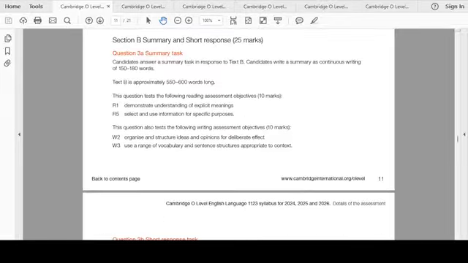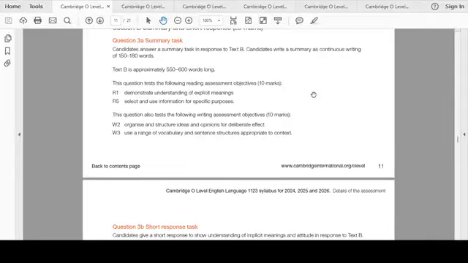Section B, summary and short response. This will be based on a separate text, text B in the insert, and it will be a sort of informative slash narrative. So it will be a shorter text.